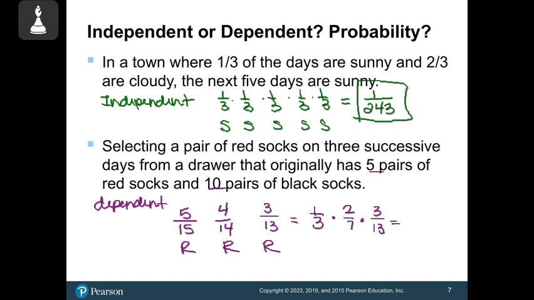And then at this point, let's see, across the top, I'll have 6. If I multiply across the bottom, that's 243. So 6 out of 243, I can actually reduce that a little further, is 2 out of 91, or about 0.02. I have a 2% chance if I blindly reached in my sock drawer 3 days in a row to get 3 pairs of red socks.